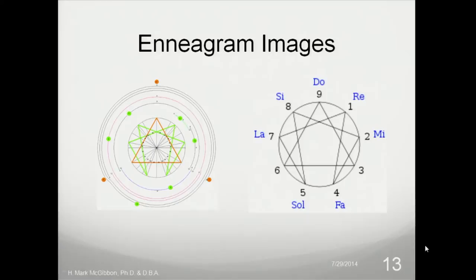So if we go to the next slide, you could see on the Enneagram, this is slide 13 for our viewers out there. Slide 13, we have the cosmos on the left, and it's all the planets. And then we go into, we kept on talking about music. And so if we go, do, re, mi, fa, sol, la, si, do, and then it goes around. And so that's the harmony all together. Those are the octaves.